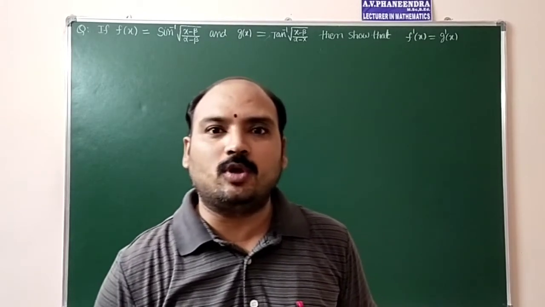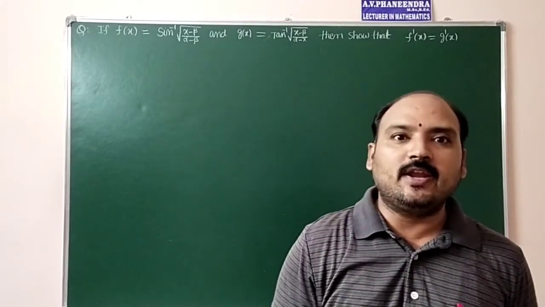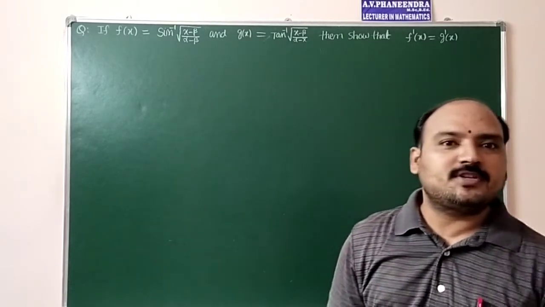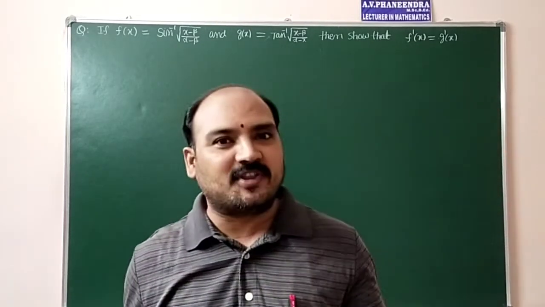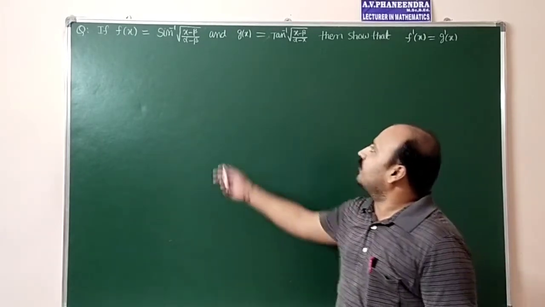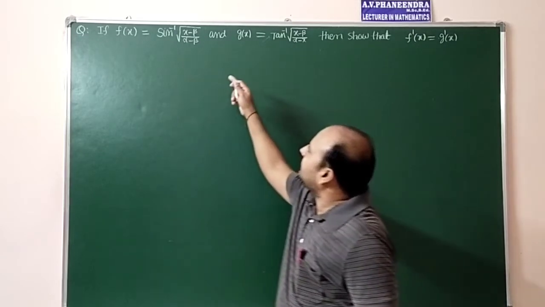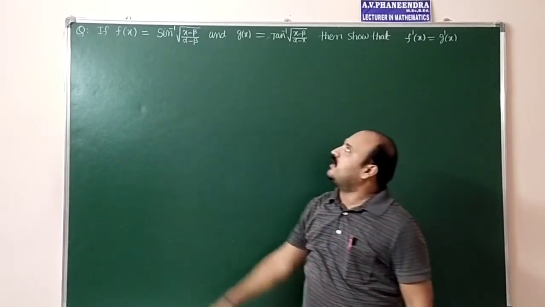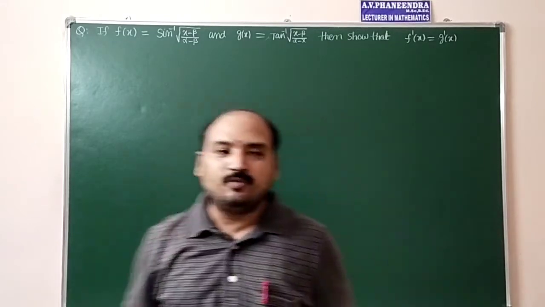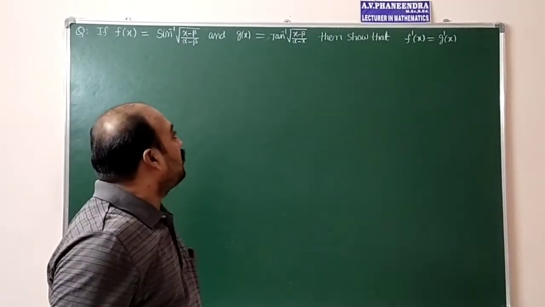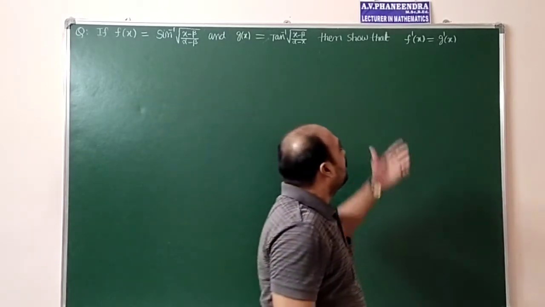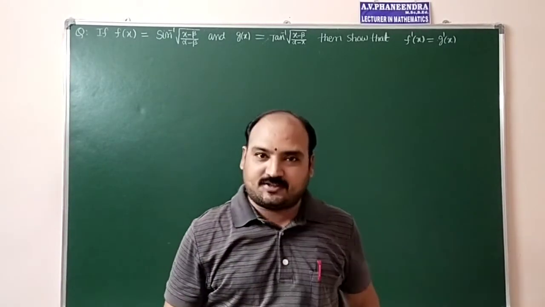In this episode, we are going to discuss in calculus differentiation chapter. In this differentiation chapter, one question, two methods that we are going to discuss. Here the question is, if f of x equal to sin inverse of square root of x minus beta divided by alpha minus beta and g of x equal to tan inverse of root of x minus beta by alpha minus x, then show that f dash of x equal to g dash of x.